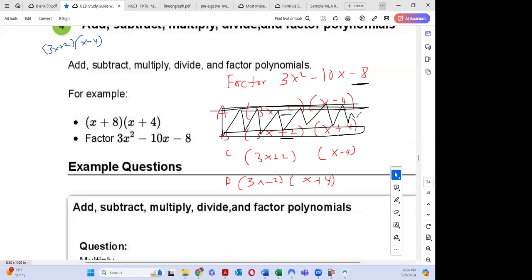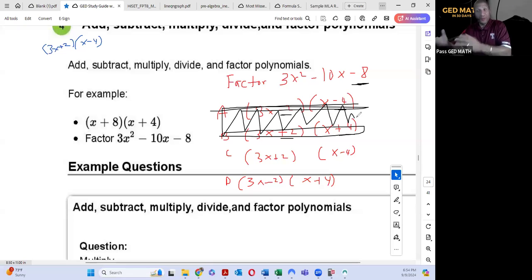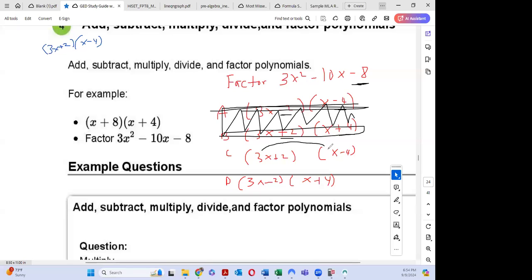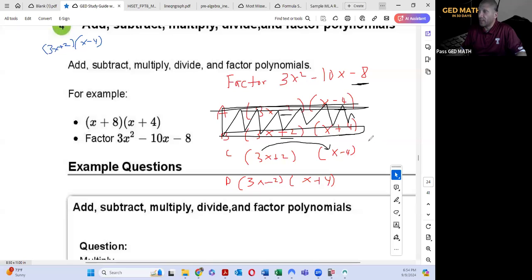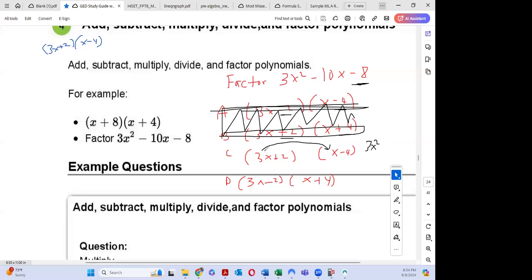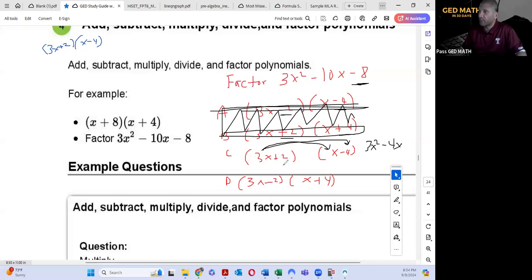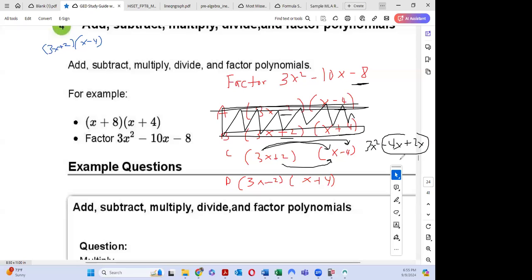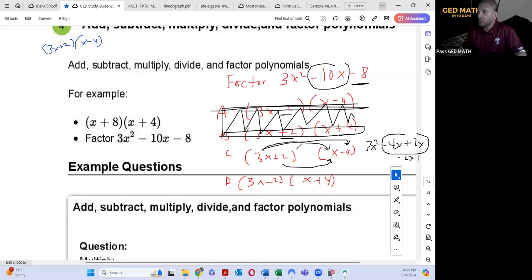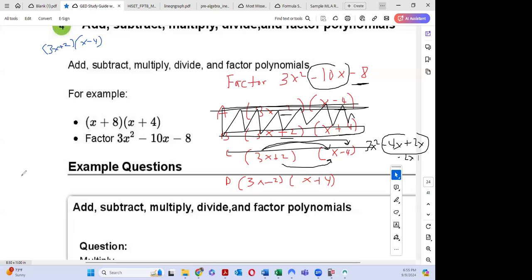But then what you do is do what I just showed you. The skill to multiply binomials. 3x times x is 3x squared. 3x times minus 4 is minus 4x. Plus 2 times x is plus 2x. So right there, I already know that's minus 2x. Look at that. But my middle term needs to be what? Minus 10. So I know it's not C.